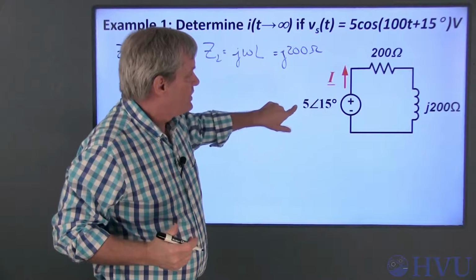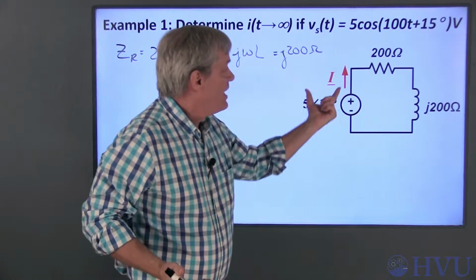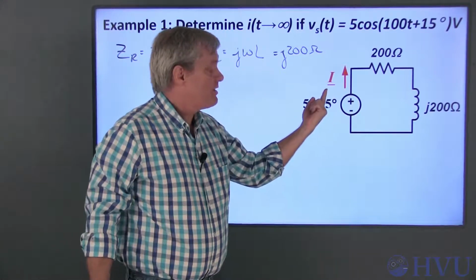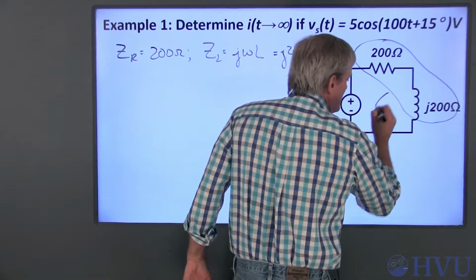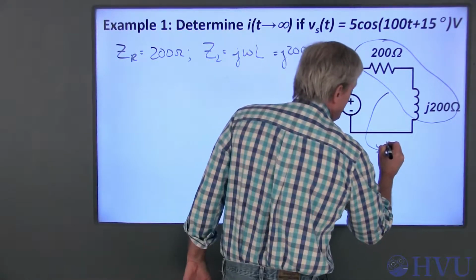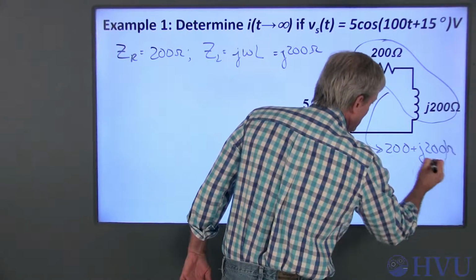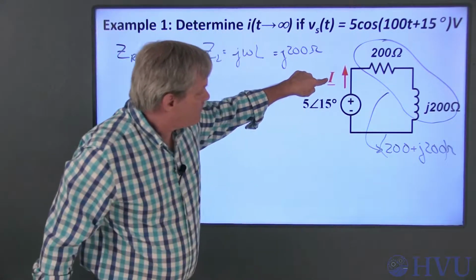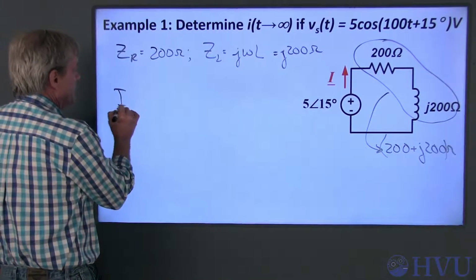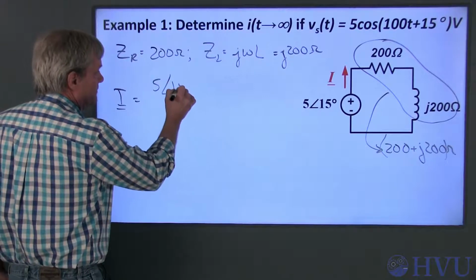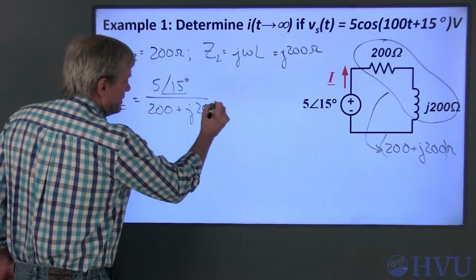I've converted the voltage source to phasor form, 5 at an angle of 15 degrees, and the unknown current is now a phasor I. I can now combine these two impedances in series to get an equivalent impedance of 200 plus j200 ohms. Then this current is this voltage divided by this impedance. So I is 5 at an angle of 15 degrees over 200 plus j200 ohms.